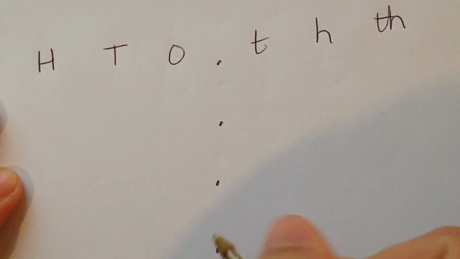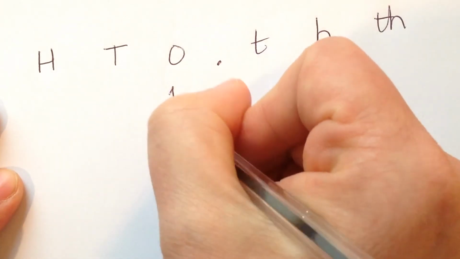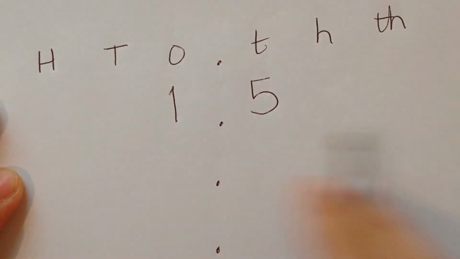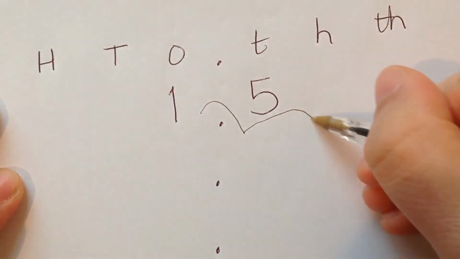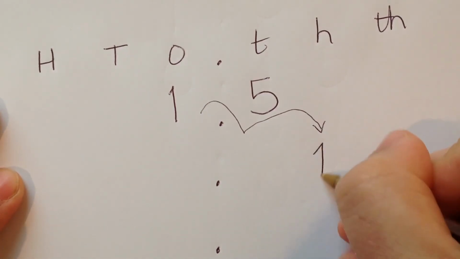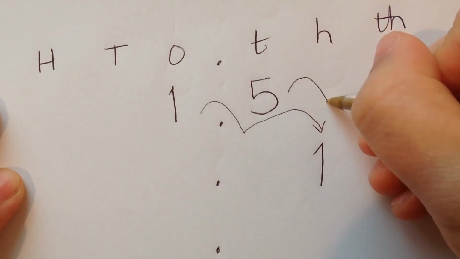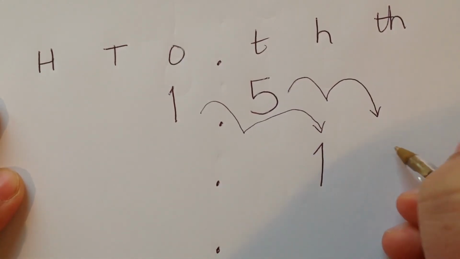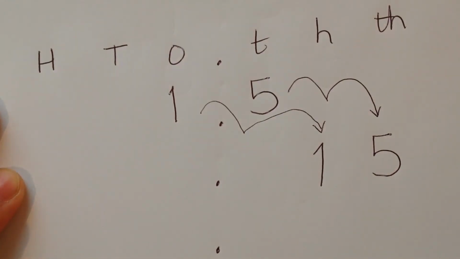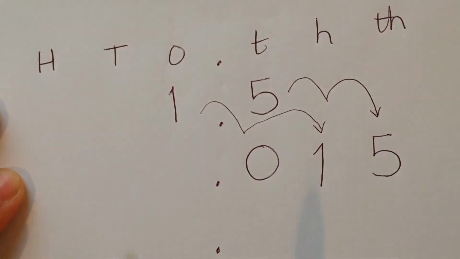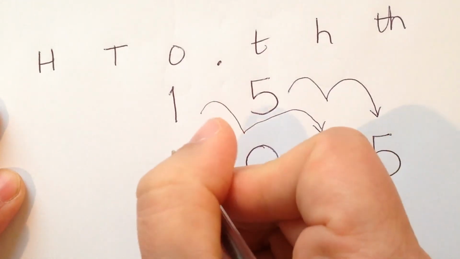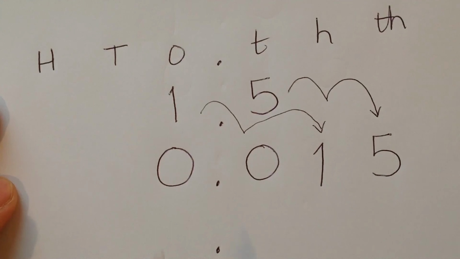Let's start with the second number I had, which was 1.5. And I've got to move both numbers twice because I'm dividing them by 100. So the 1 goes 1, 2, and works its way into the hundredths. And the 5 goes 1, 2, and works its way into the thousandths. Placeholder time. There's nothing in the tenths, so there needs to be a placeholder. And there always has to be something in the ones, so there's the placeholder. So 1.5 divided by 100 is 0.015.